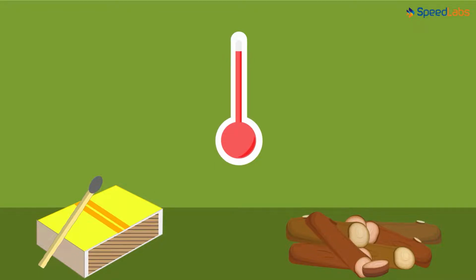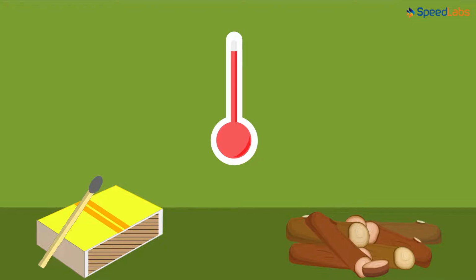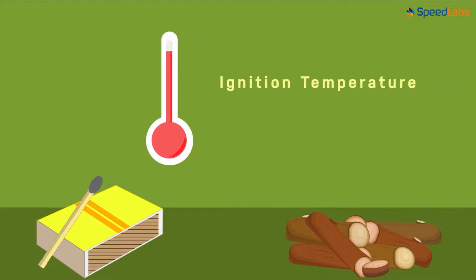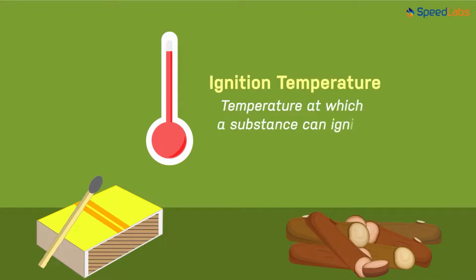And does this specific temperature have a scientific name? Yes, it's called the ignition temperature. The temperature at which a substance can ignite. So what is the ignition temperature for all substances? It should be one constant temperature, right?